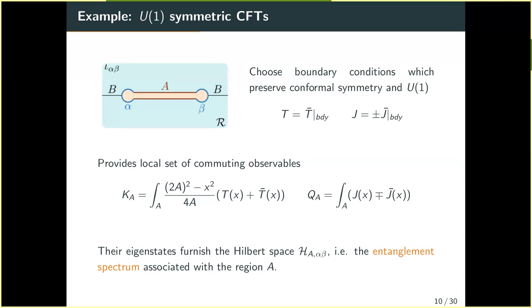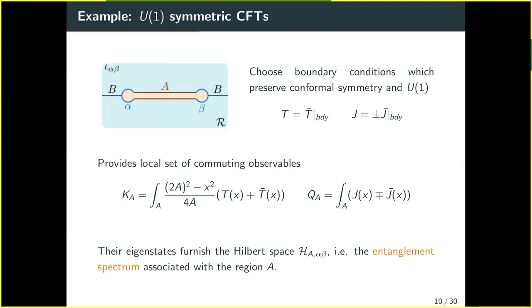Just like in boundary conformal field theory, you can derive a Hamiltonian which acts on the boundary. Here you have a Hamiltonian which acts in the subsystem A. So you just follow a boundary conformal field theory recipe, and you will recover something which is called the entanglement Hamiltonian or modular Hamiltonian. So this is exactly what you will find.